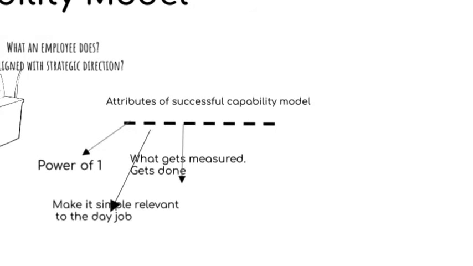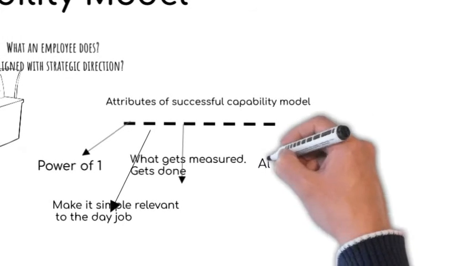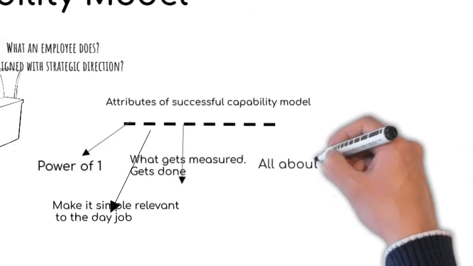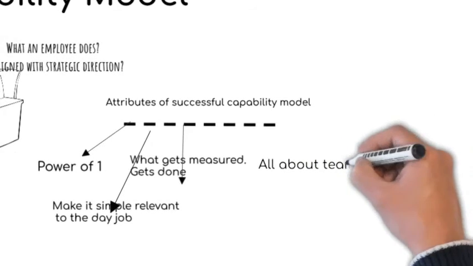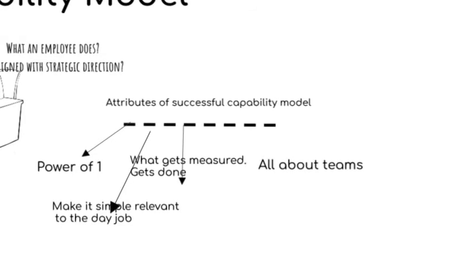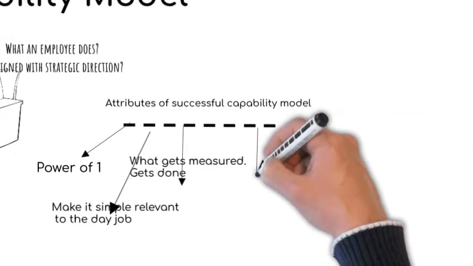Number 4, all about teams. We don't want to have a lot of disconnected stars. We rather want to have flourishing and delivering teams. Value is delivered through teams rather than individuals. The capability of a team scales and reproduces.